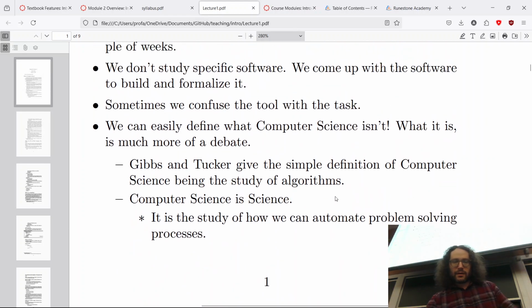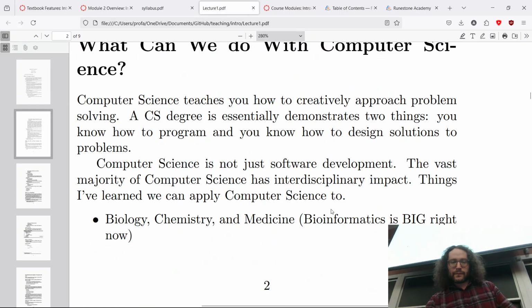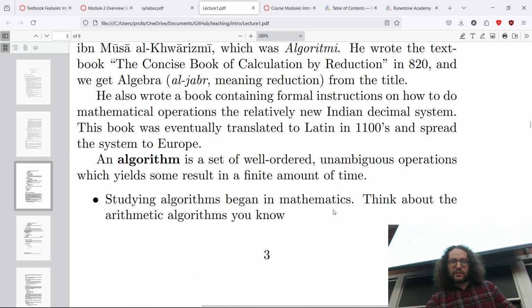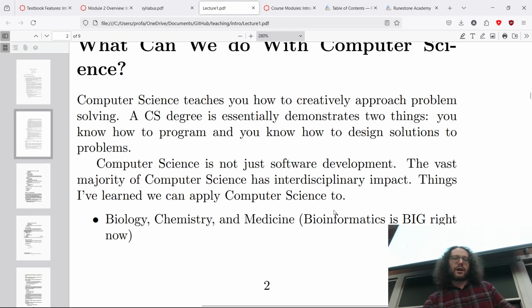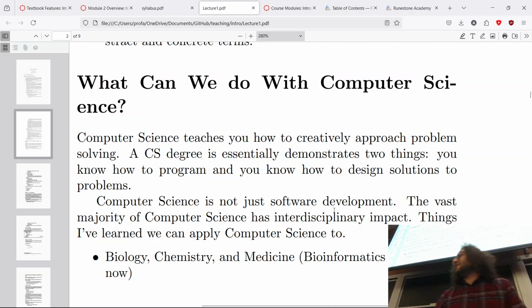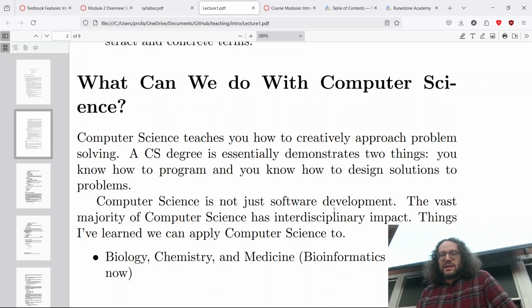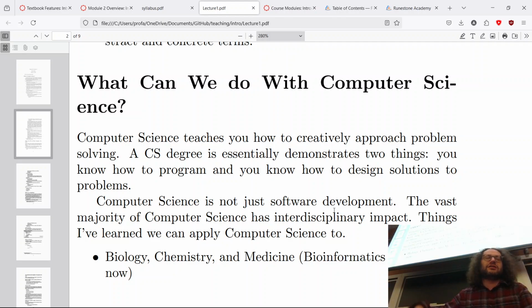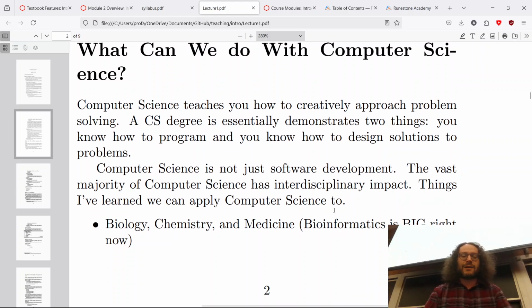Okay. So let's see. So what can you do with computer science? A computer science degree, IST, cybersecurity, data science, effectively they show two things. You know how to program and you know how to design solutions to problems, the latter I think being the more important one. It's not just about software development. Computer science these days has huge interdisciplinary aspects to it.